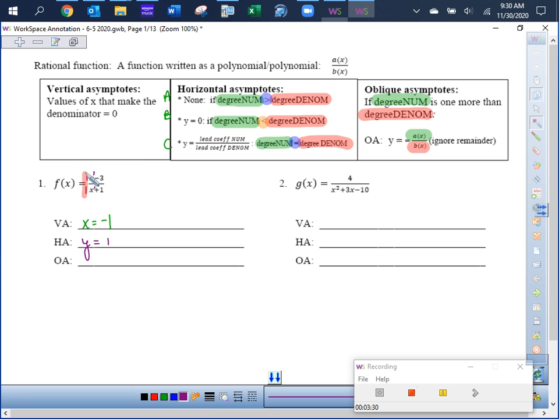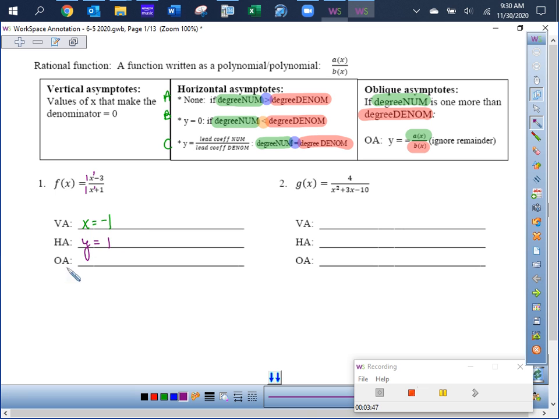If this was a 2 and this was a 1, the horizontal asymptote would be y equals 2. If this was a 3 down here, it would be at y equals 2/3. It's whatever the leading coefficients are. So it takes a little bit of practice. It's weird. As long as we know how to read the chart, we're going to be in business today.